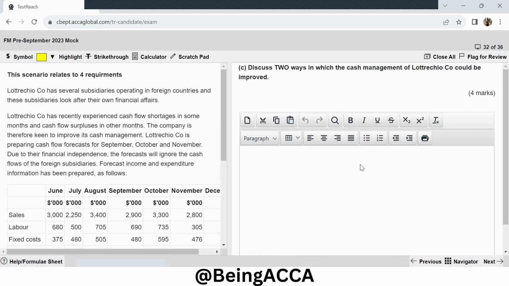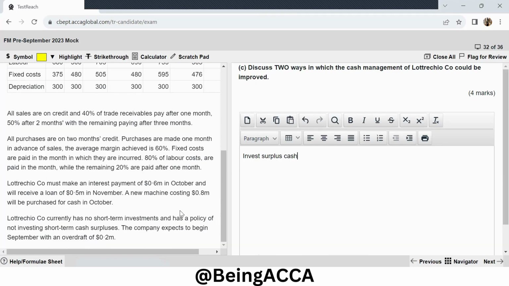The next one is: discuss two ways in which the cash management of Lottrechio company could be improved. So how can they improve the cash management? First of all, they can invest their surplus cash. We are also linking it to the scenario because in the scenario it is mentioned that they are not investing their short-term cash surpluses. So if they start to do that, they will have improved cash management. They will earn money from their surplus cash also.